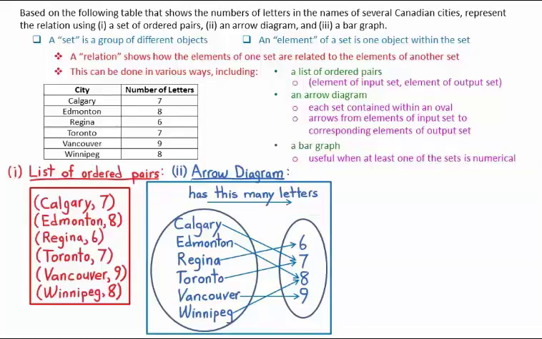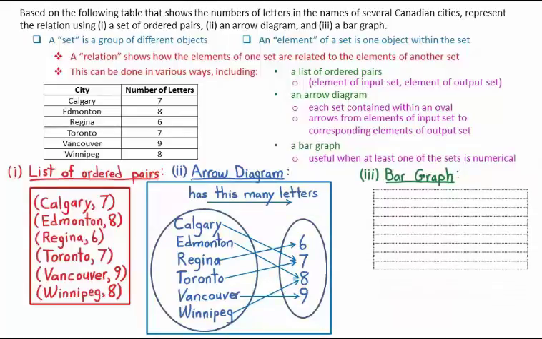Finally, as a bar graph. On a graph, we first must label and scale the vertical axis. In this case, the number of letters, going up to a maximum of 9, corresponding to the maximum number of letters, which is Vancouver. Along the horizontal axis, we use the cities.